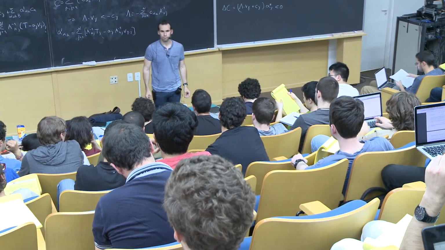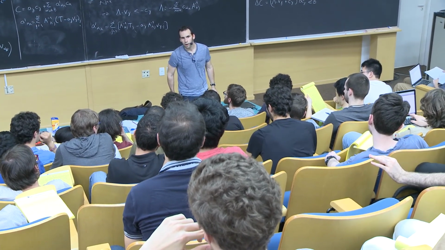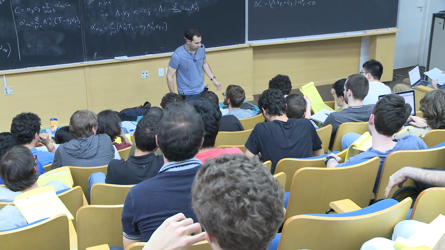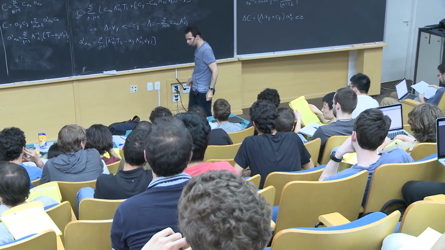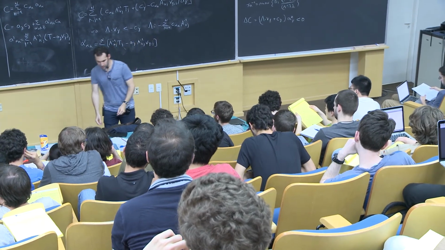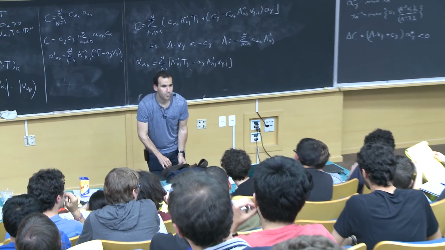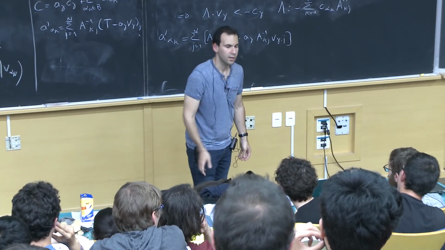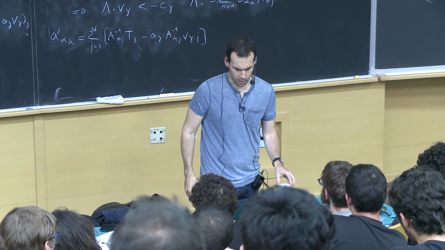Yes? Can you bootstrap a model in 2 dimensions with central charge 0, like string theory? With central charge 0. I'm not sure what you mean by that. Strictly speaking, that has no local operators, right? If you couple to gravity, then you lose local operators because they are not gauge invariant.